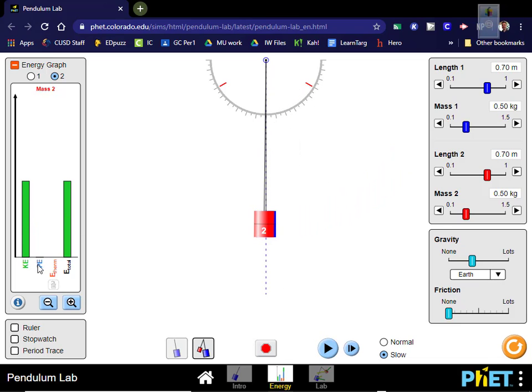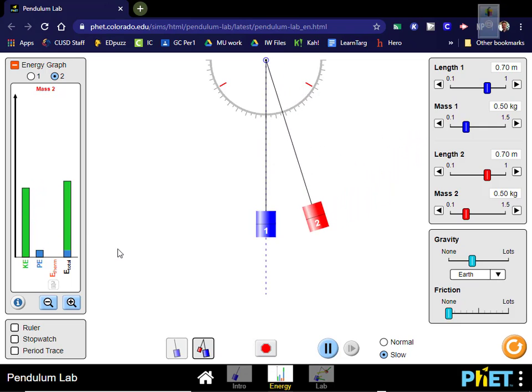Look at the potential energy. Zero potential is at the bottom, no height. And I'm going to pause again at the top. Right there is the maximum potential because it's the maximum height. And so potential energy just keeps going back and forth. It goes up and down and back up again, and just keeps doing that as it swings.